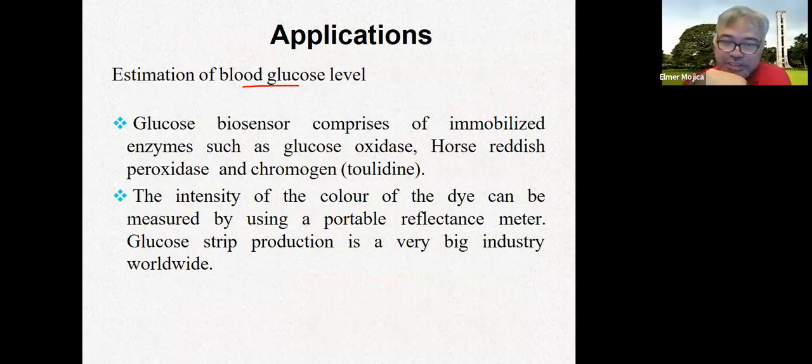So you have there an immobilized enzyme like glucose oxidase. Now you might see why glucose oxidase is the one used here. And then your horseradish peroxidase and this chromogen. So chromogen, that's the coloring agent. So you have here toluidine. I don't know if you're familiar with toluidine. Is it the first time you hear that toluidine?